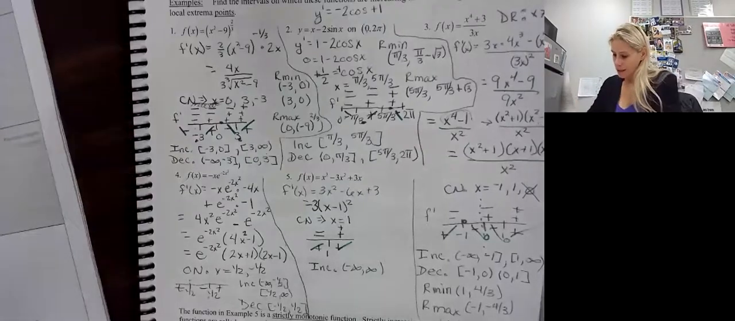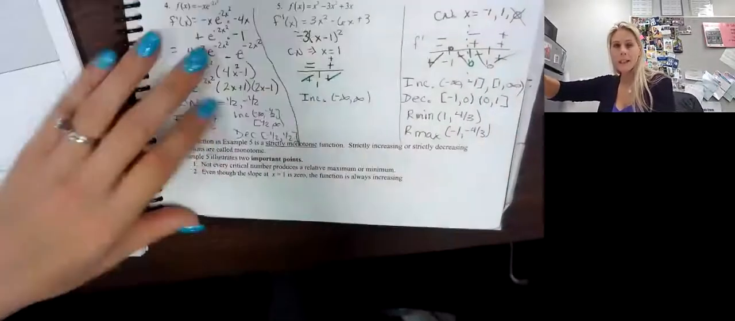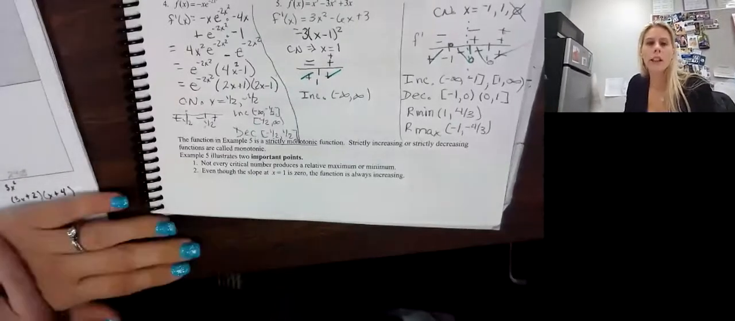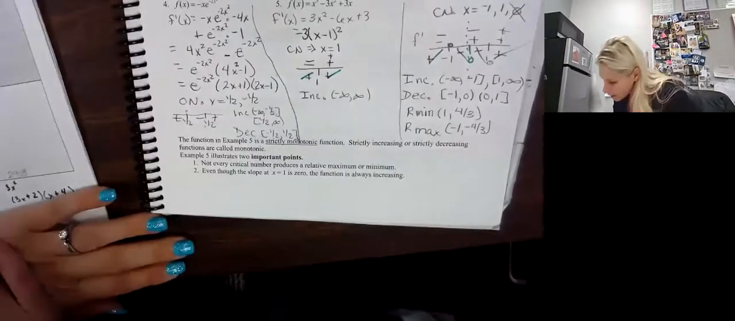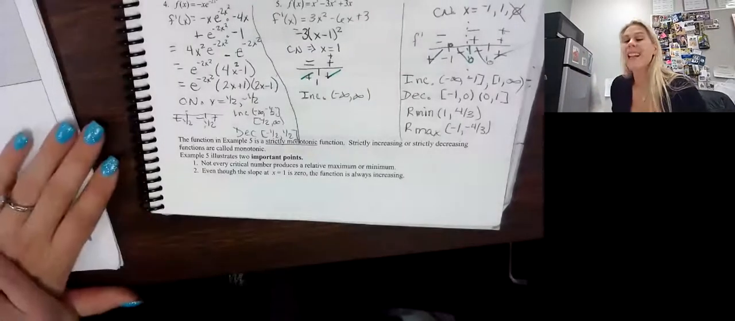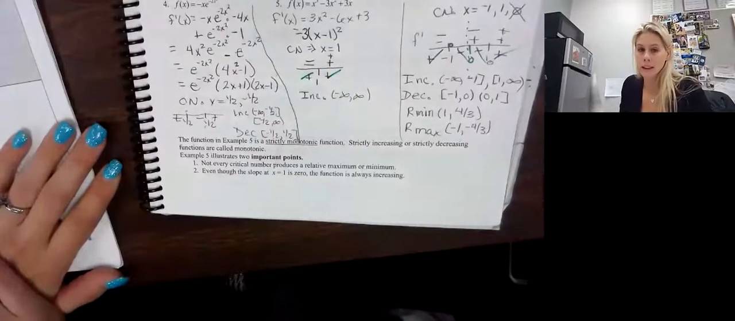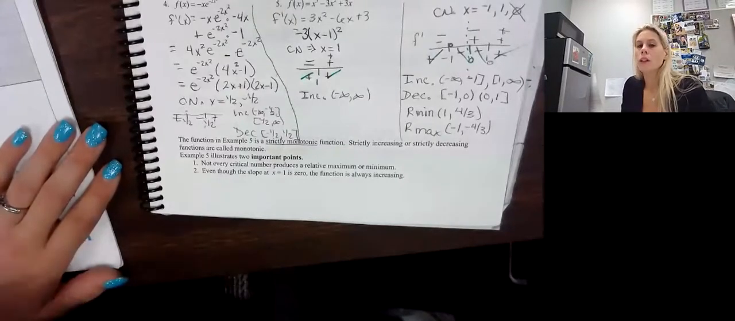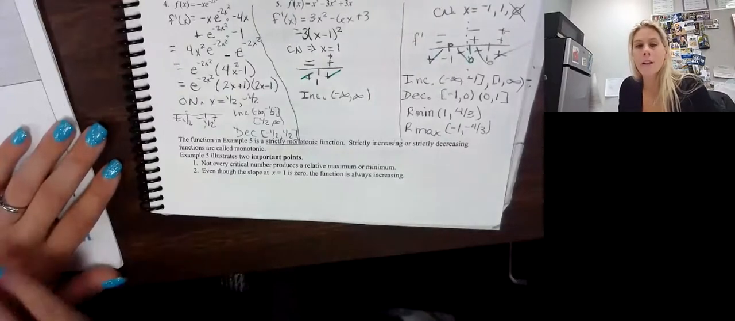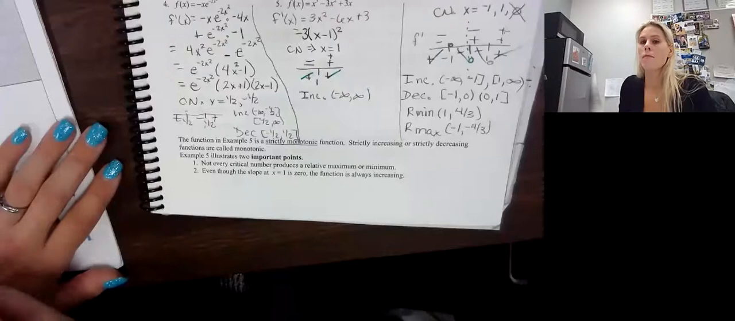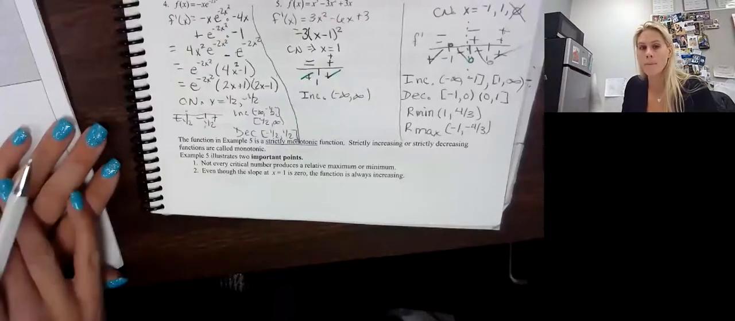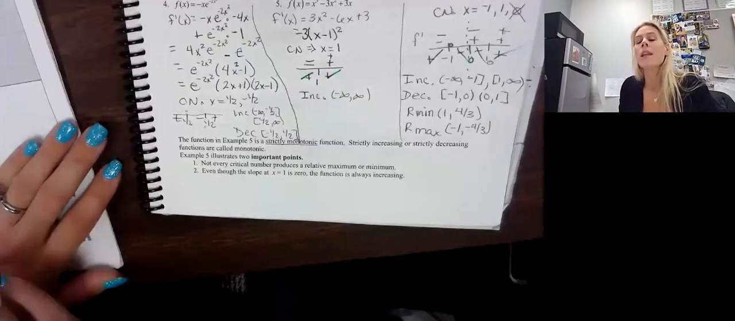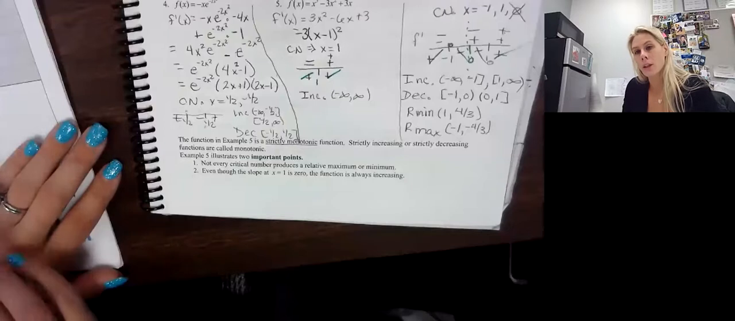Okay, let's see. It explains a little bit more about example 5. The function in example 5 is a strictly monotonic function, strictly increasing or strictly decreasing. They're called monotonic. Okay, so example 5 illustrates 2 important points. Not every critical number produces a relative max or min, so we have to keep that in mind. And even though the slope at x equals 1 is 0, the function is always increasing, so it's always going up.